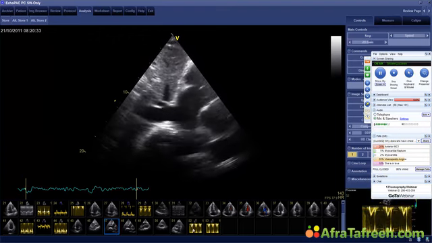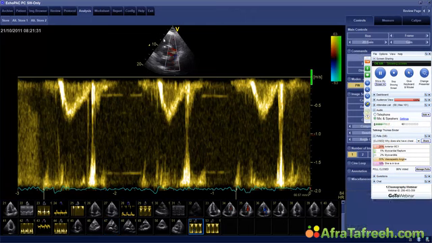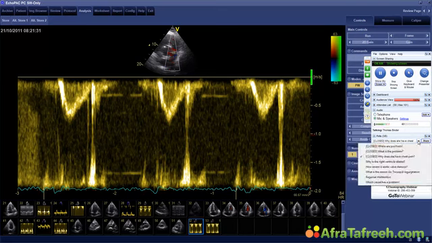Okay, now finally I'll also show you the spectrum across the pulmonary artery. This is the spectrum. Okay, now those are the loops that I wanted to show you, but now here comes my question.